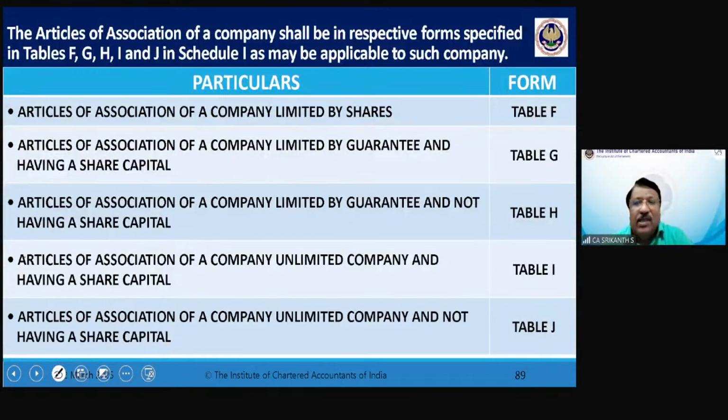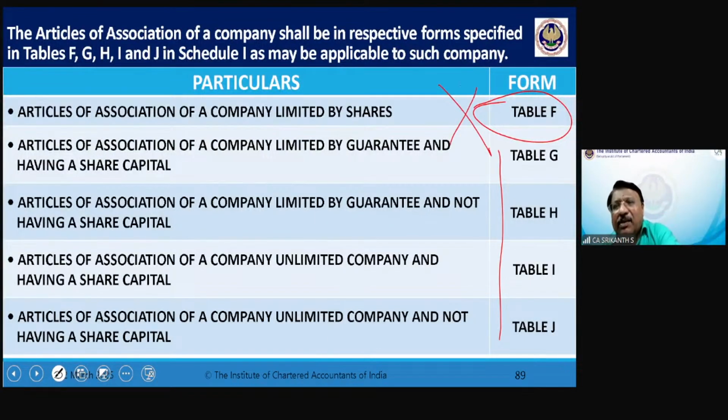Table F is the format of the articles of association of a company limited by shares. Then you have the whole group, you remember: guarantee with share capital, without share capital, unlimited with, without, G, H, I, J. Okay. But very important is Table F. So the format of the articles of association of a company limited by shares is in Table F.